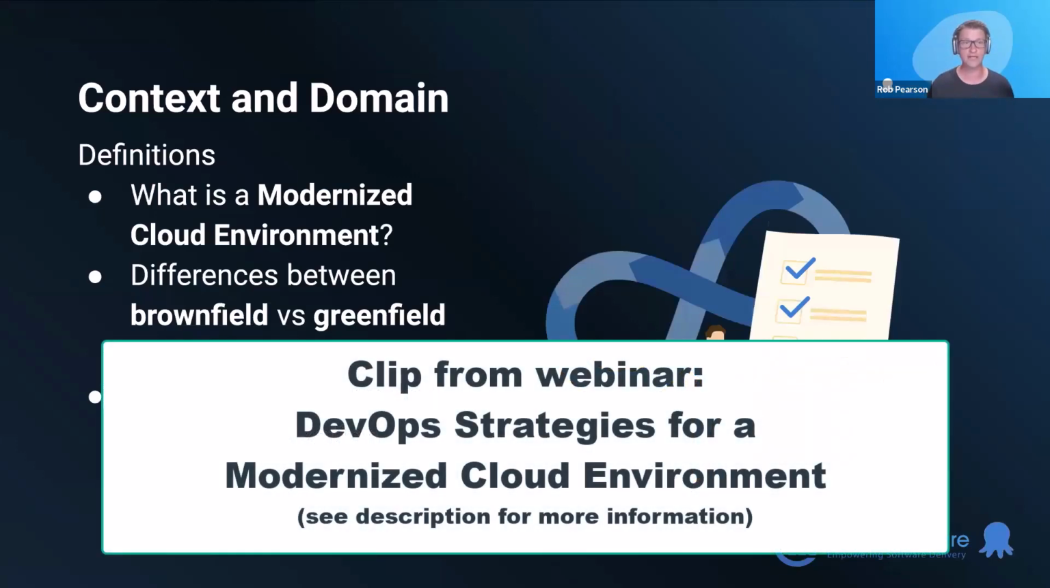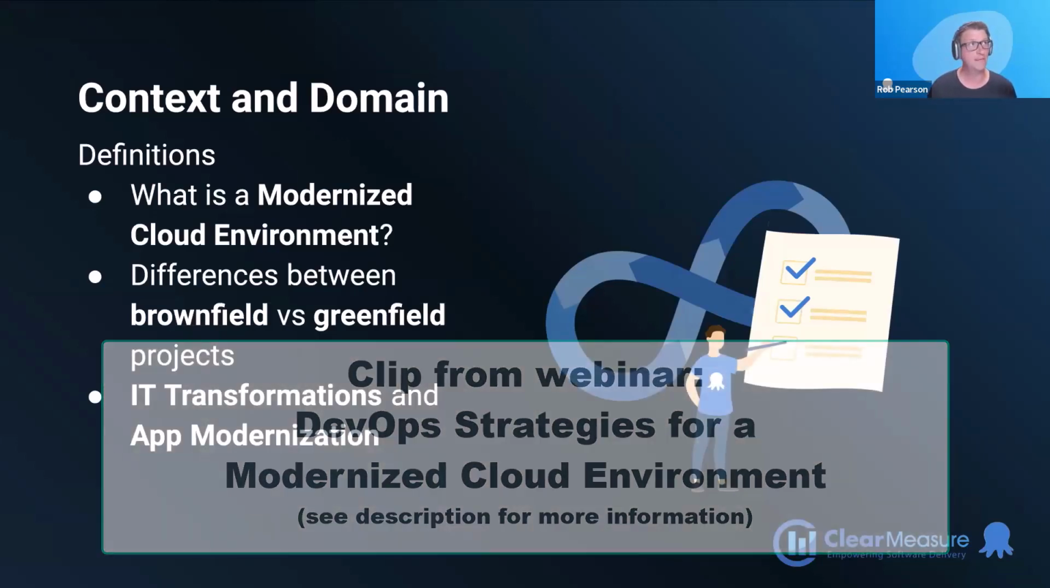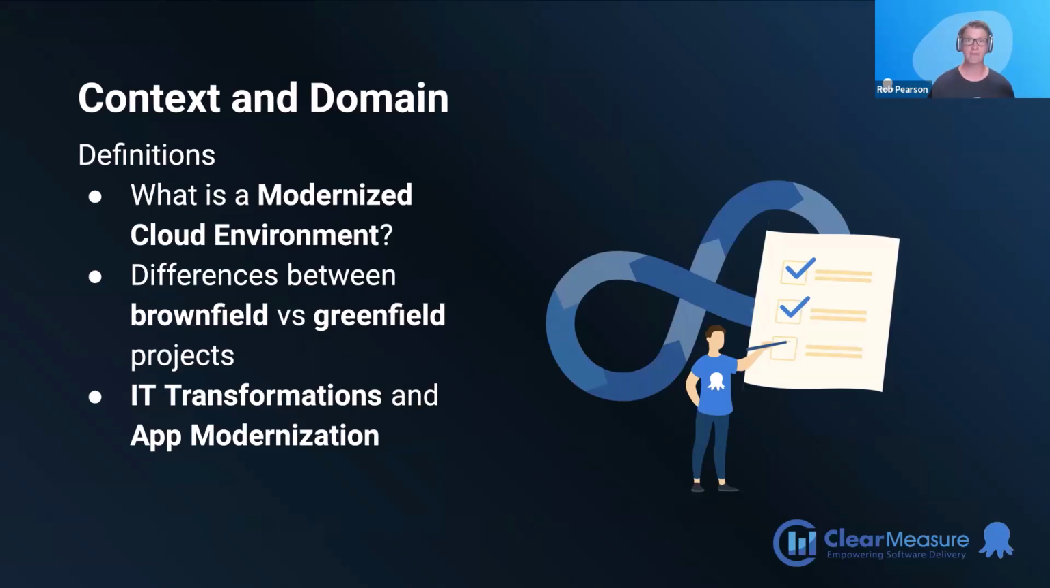So first, our context and domain, and probably the most immediate question is, what is a modernized cloud environment? If you think about the evolution of the industry, if you've been around for a little while, everything started with physical servers, where companies had racks of servers where they ran everything on-prem. And then sometimes that shifted to data centers or co-location data centers where they had racks and racks of servers. And that shifted when virtualization was introduced.